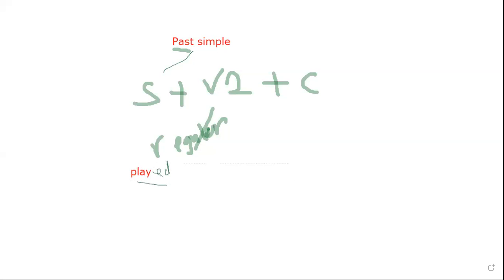What about the irregular verbs? With the irregular verbs, we change the entire verb. For example, the verb go becomes went. Went. Thank you. There is no adding ed here, and here you need to memorize the entire list.